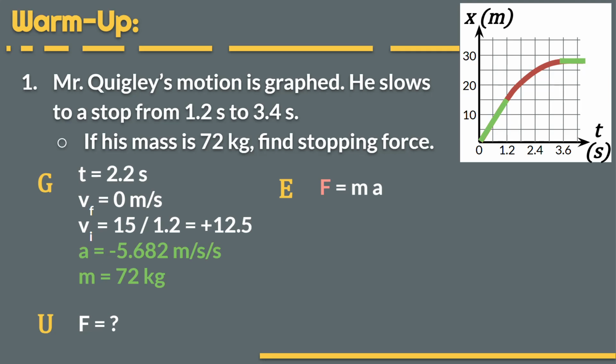So we're going to take the mass, which was in the question, 72. We're going to take the acceleration that we calculated in part 1, and we're going to multiply those. 72 times negative 5.682 gives me a force of negative 409.1 newtons, and that is what you're going to want to input for your second answer for the warm-up.